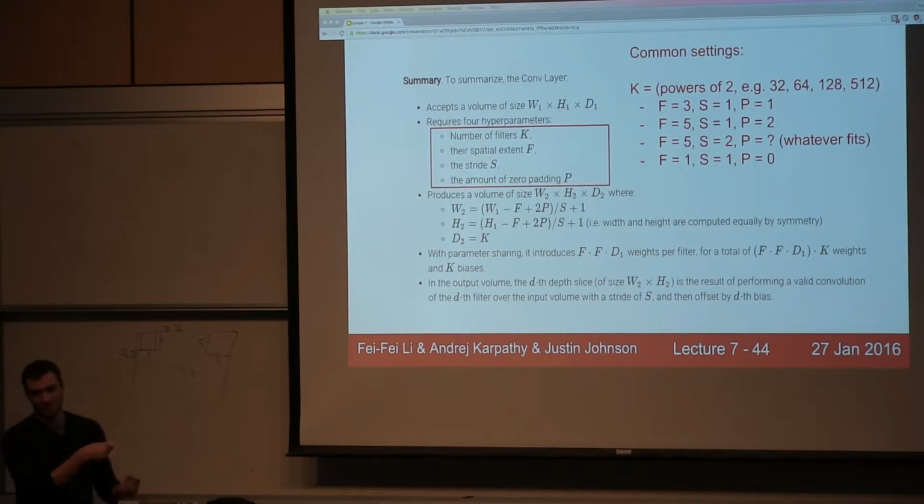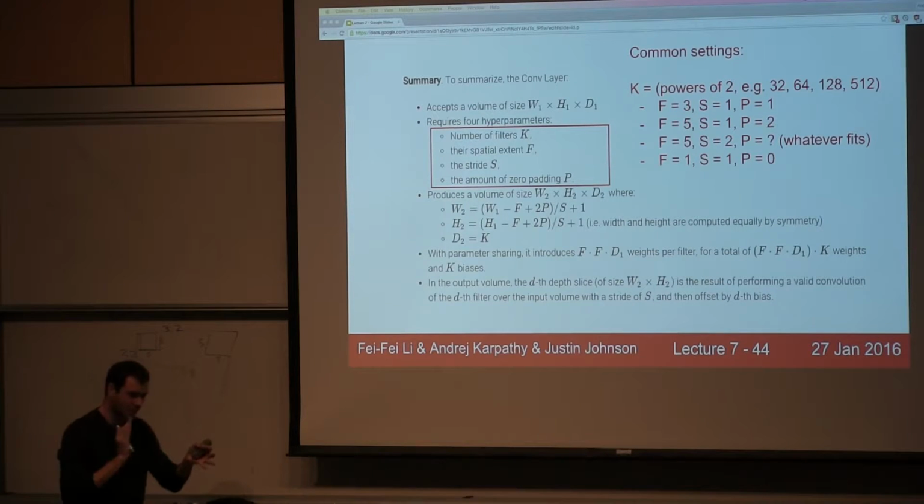And the total number of parameters that we're introducing, as we saw in a previous example, depends on the filter sizes times the input depth, and that's the number of weights per filter, and then times K because that's how many filters we have, and then plus K biases, one for each filter. And computationally, how you arrive at every single slice of your output volume is just by doing this convolution of sliding this filter through and computing dot products.